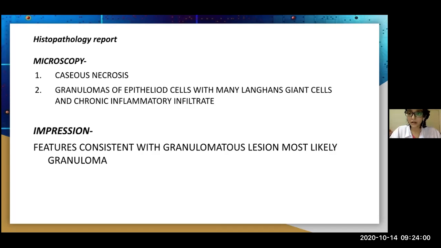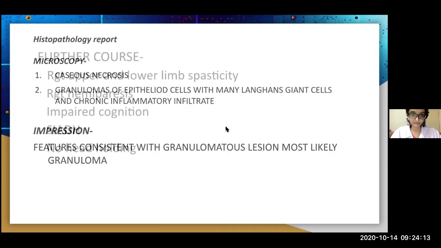So caseous necrosis is typical in which particular lesion? Okay, so the impression was the features were consistent with granulomatous lesions, and most likely it was a granuloma.